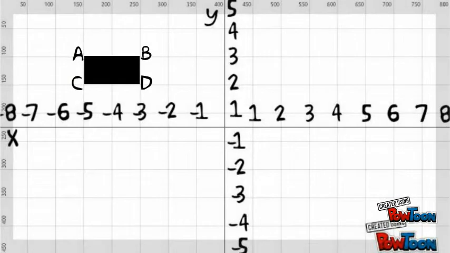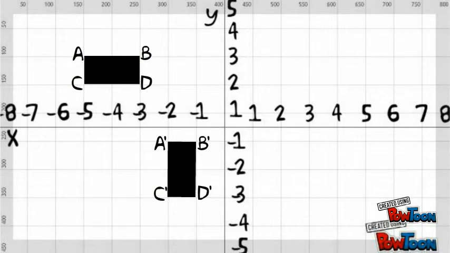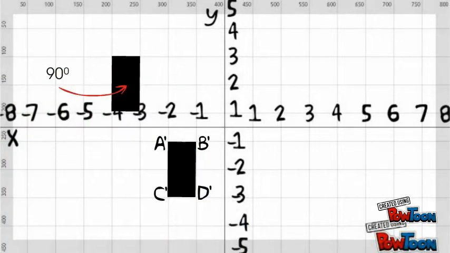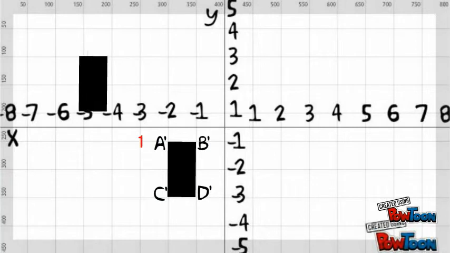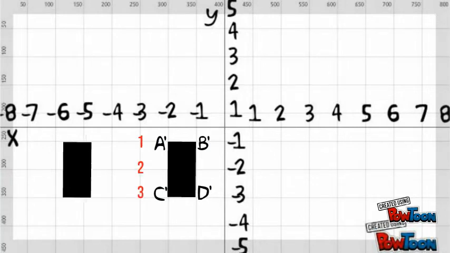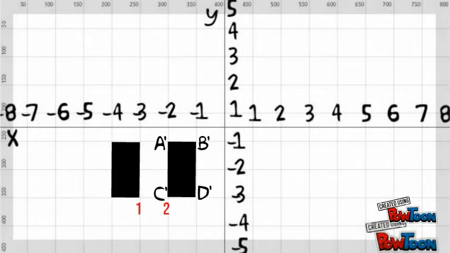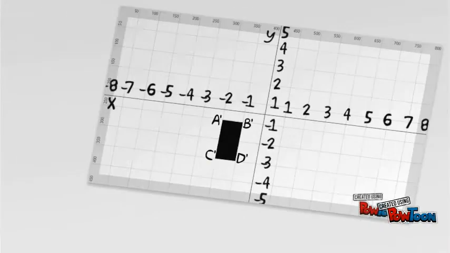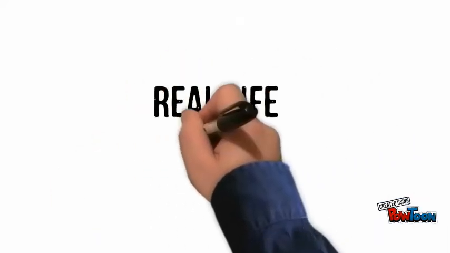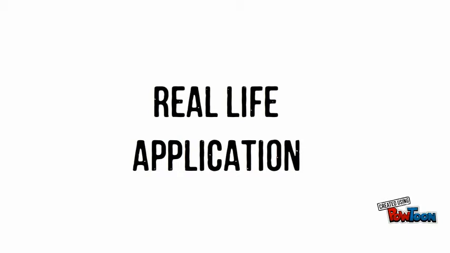So you can also combine transformations. This shape is first being rotated 90 degrees about point B, and then it's going to be translated down. And it's going to be 1, 2, 3 spaces, and after that it's going to be translated 2 spaces to the right. Now let's take a look at some real-life applications for all 3 transformations.